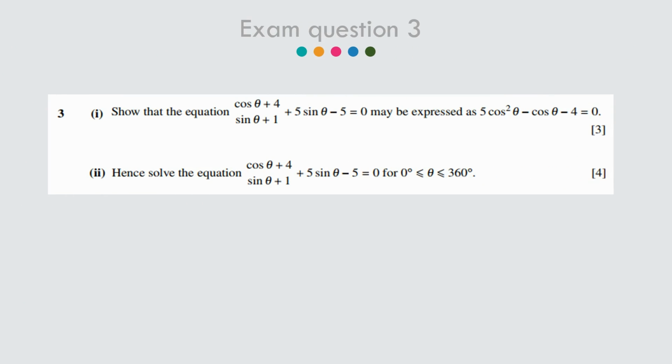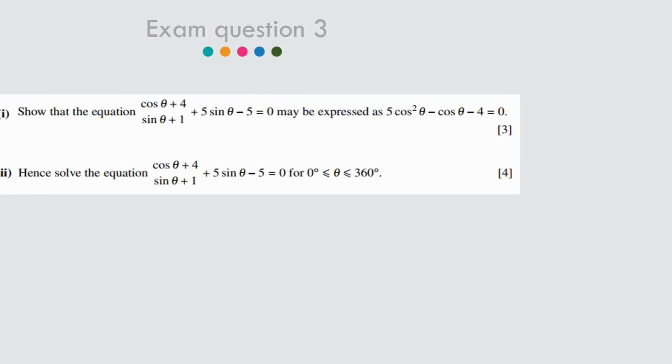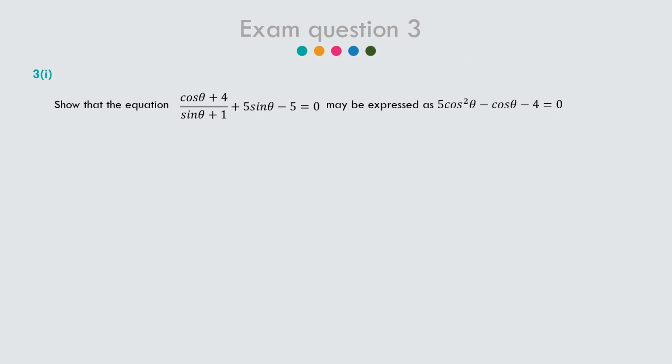Here is exam question number 3. Let's begin. The first part of the question asks us to show that (cos theta plus 4) divided by (sin theta plus 1) plus 5 sin theta minus 5 equals 0 can also be expressed as 5 cos squared theta minus cos theta minus 4 equals 0.